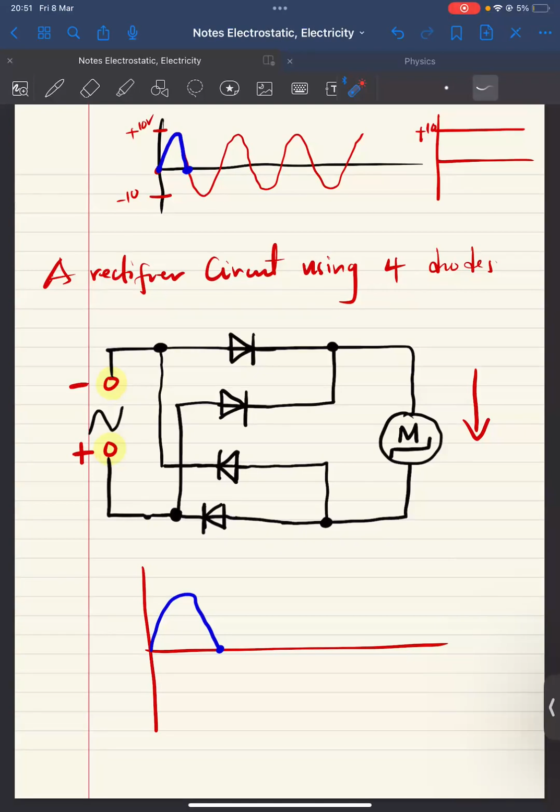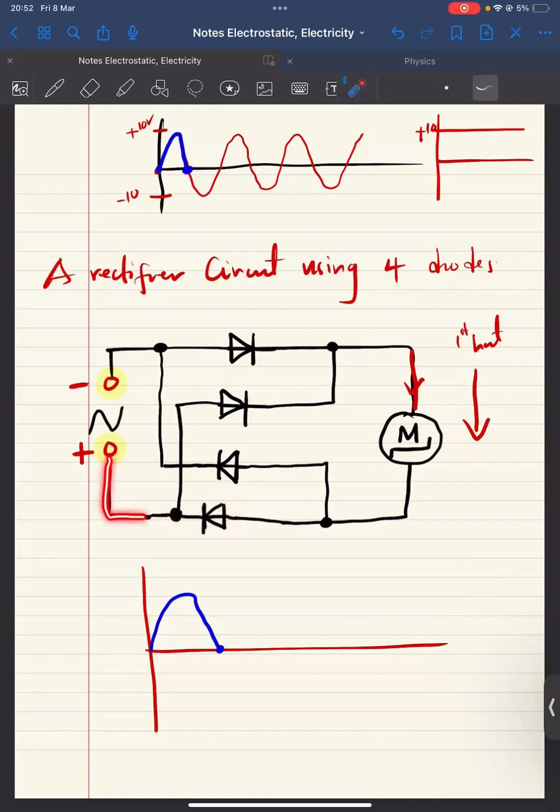It changes direction. So in the first half, the current was flowing in this direction. In the second half, the current will flow like this. It will flow from positive. Now, can it pass through this diode? Can it pass through this diode? Why? We say it is reverse bias. So we are saying it will not flow through this.